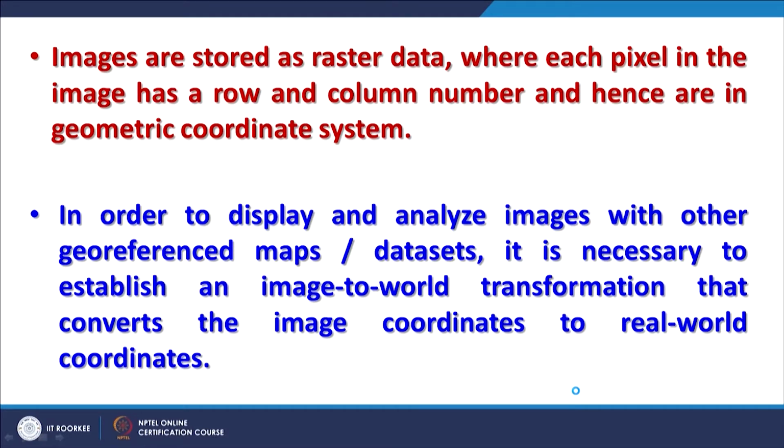As I mentioned in the beginning of this discussion, in order to use satellite images or products from satellite images like a land use map, forest cover map, lithology map, or lineament map, we would like to use those maps with other data sets which are already georeferenced. So, for that purpose it is necessary to establish an image to world transformation, and that will transform our image from the geometric domain to the real world coordinates or geographic domain, and this is how it is important.